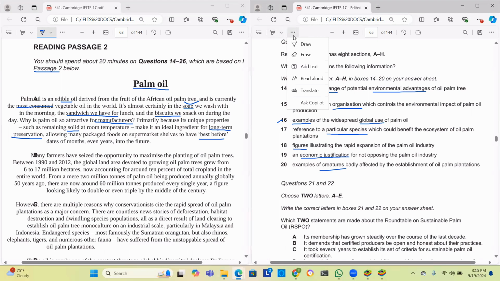Correct? So what should be our answer? The 16th one should be A, right? Done. So 16th is A. We got our answer. So A is matching with 16. Now let's read paragraph B and try to understand whether it is matching with anything else or not.